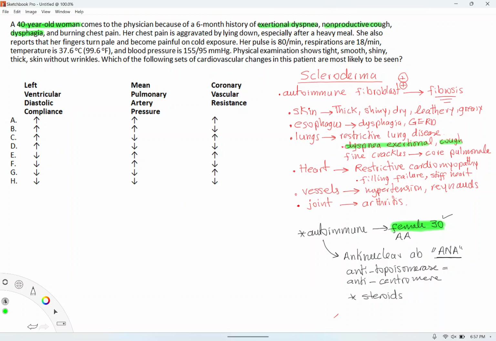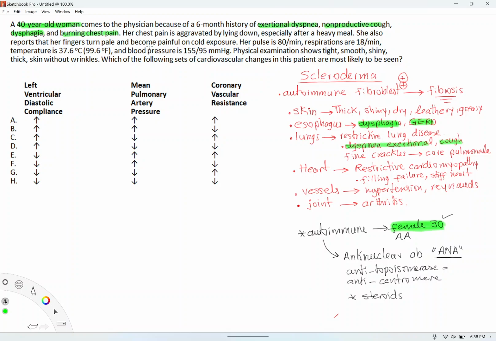Dysphagia in this question is there, and that will be more esophagus. Remember, esophageal dysmotility, stiffness of the esophagus, leads to decreased peristalsis, so that will be dysphagia. Burning chest pain is a complication of LES. Again, that's also there. So far we have lungs and the GI system.